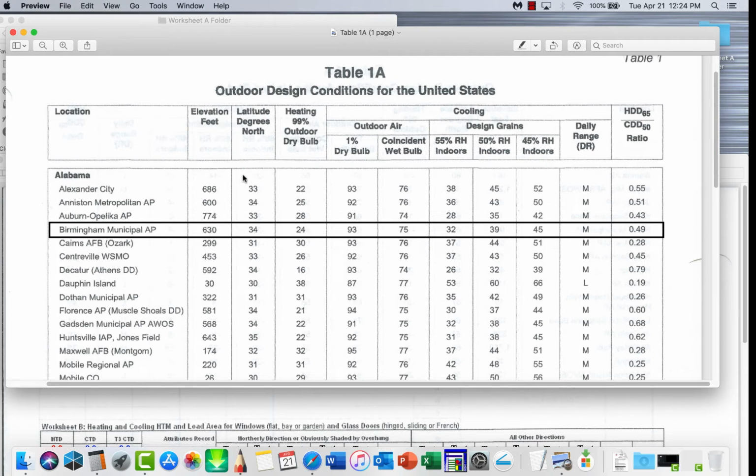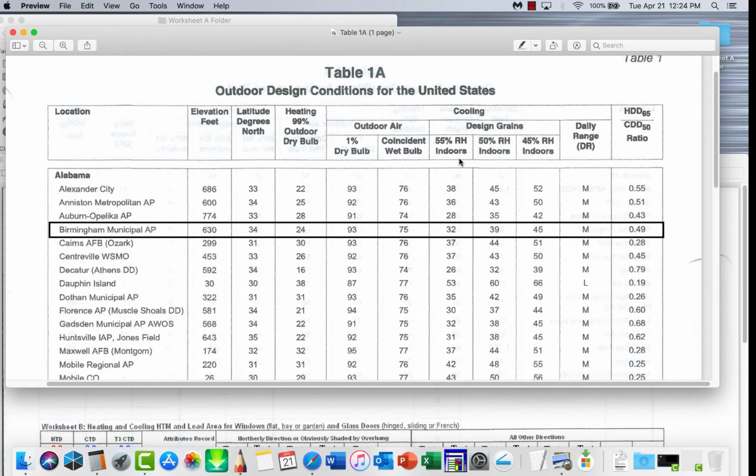Elevation is how high up it is. Latitude, degrees north: if you cut the world at the equator going northerly, this would be how far above the equator it is. Heating outdoor dry bulb is your 99% dry bulb. It means that 99% of the time in the wintertime it is above this temperature. The 1% dry bulb means that 99% of the time over the last 30 years, it hasn't gotten above 93 degrees. Coincident wet bulb is what the wet bulb would be at that temperature.